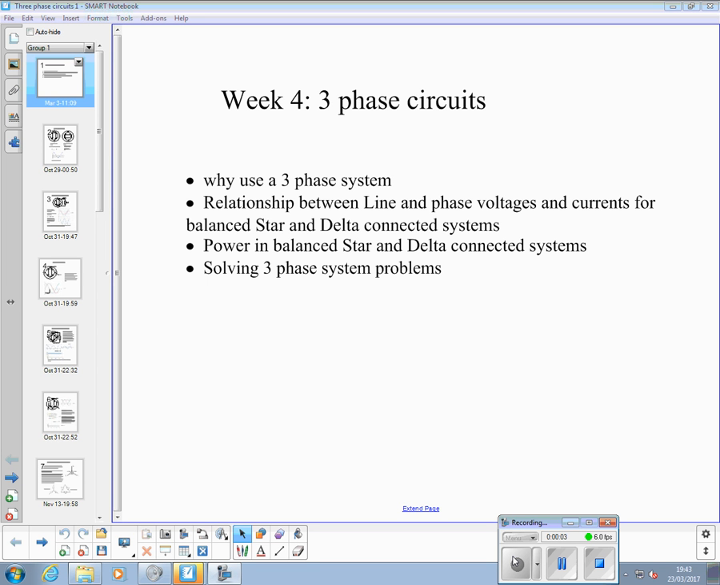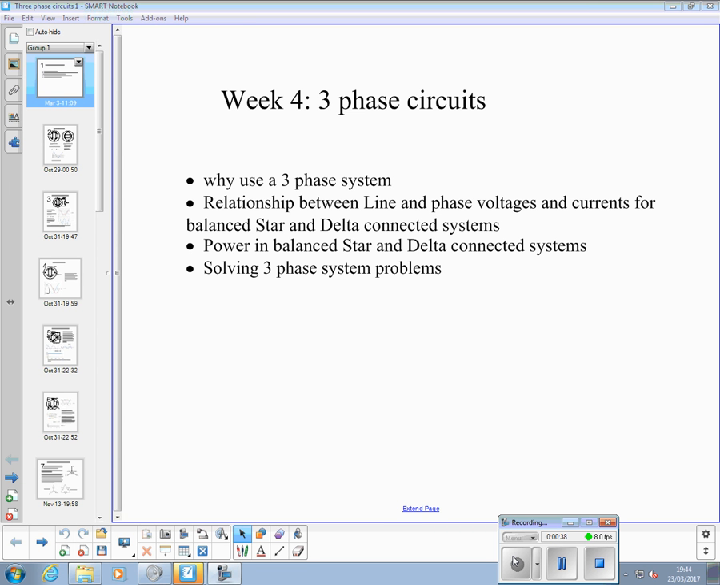Three-phase circuits. So what we're going to look at, quite briefly actually, is single phase, two-phase, three-phase, and I'm going to show you why we go for a three-phase system. And then we're going to look at the relationship between line and phase voltages and currents for balanced star and delta connected systems. Look at power in a balanced star and delta system and solve three-phase system problems.